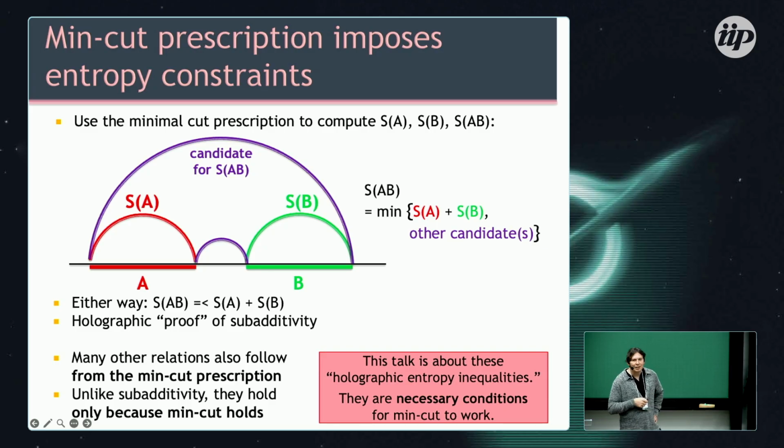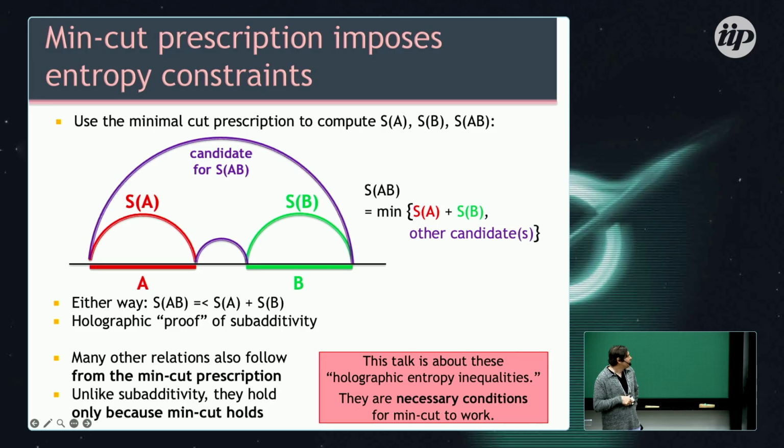This one-liner argument is an illustration of how and why the minimal cut prescription is going to impose some constraints on entanglement entropies. Now, in this case, this argument imposes a constraint which is true in general in quantum mechanics. So we didn't learn anything that was essentially connected to the minimal cut prescription. We just recovered a fact that we already knew from quantum mechanics. Subadditivity is a fact that was proven maybe in 1971, directly from the definition of finite entropy in quantum mechanics.